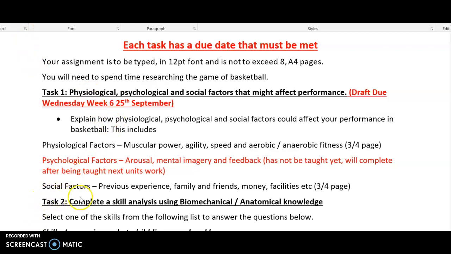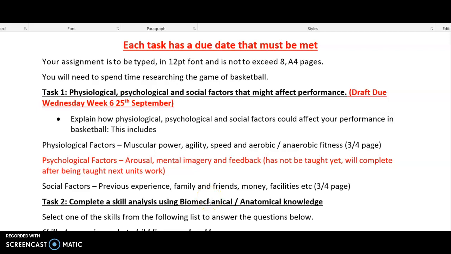Pop down to social factors. Again, there are a variety of ideas here that you could talk about. By no means are you constricted to these ideas, and we're aiming for three-quarters of a page again as well. Same structure, a paragraph on each of these. Again, you can choose your own ones rather than doing lots of different ideas.